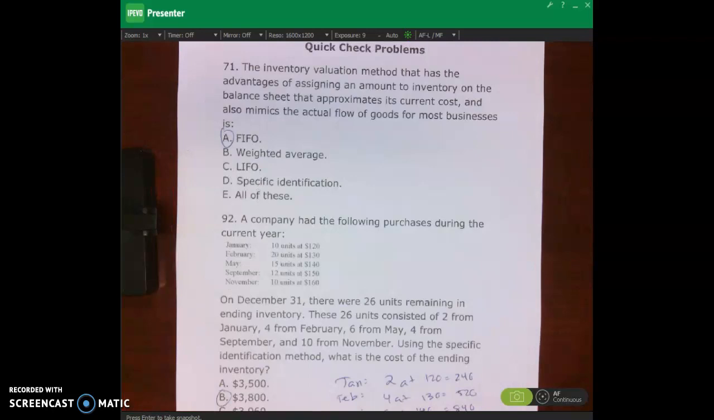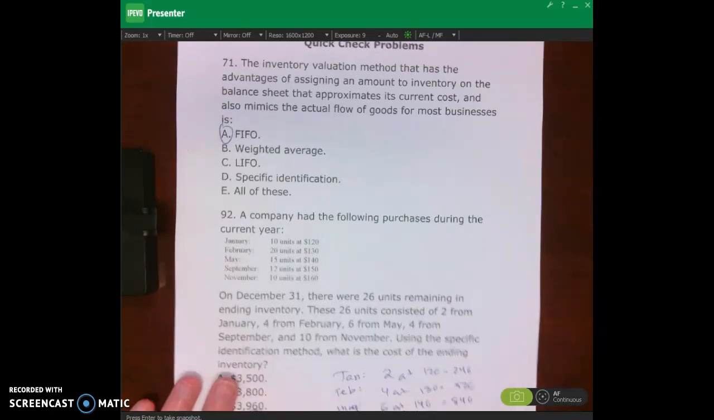This first one asks which inventory valuation method has the advantages of assigning an amount to inventory on the balance sheet that approximates its current costs and also mimics the actual flow of goods for businesses: first in, first out. That's FIFO. FIFO mimics the actual flow of goods for most businesses, and that's something we talked about.